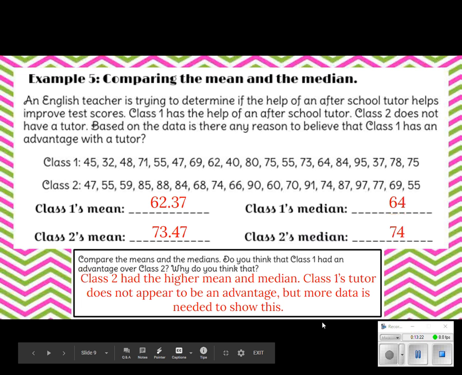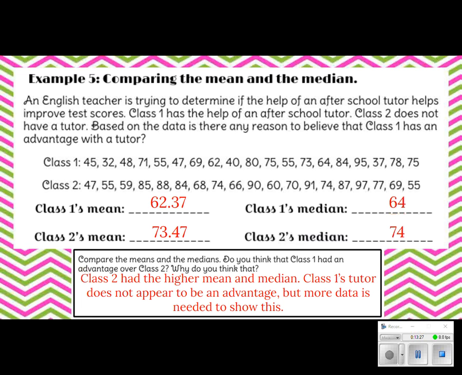So you might have to look at this over time. This is just a snapshot at one point in time. Who knows how long they've had a tutor. It might have been for a day. It might have been for a week. If this is after 3 months, it might not be too great.